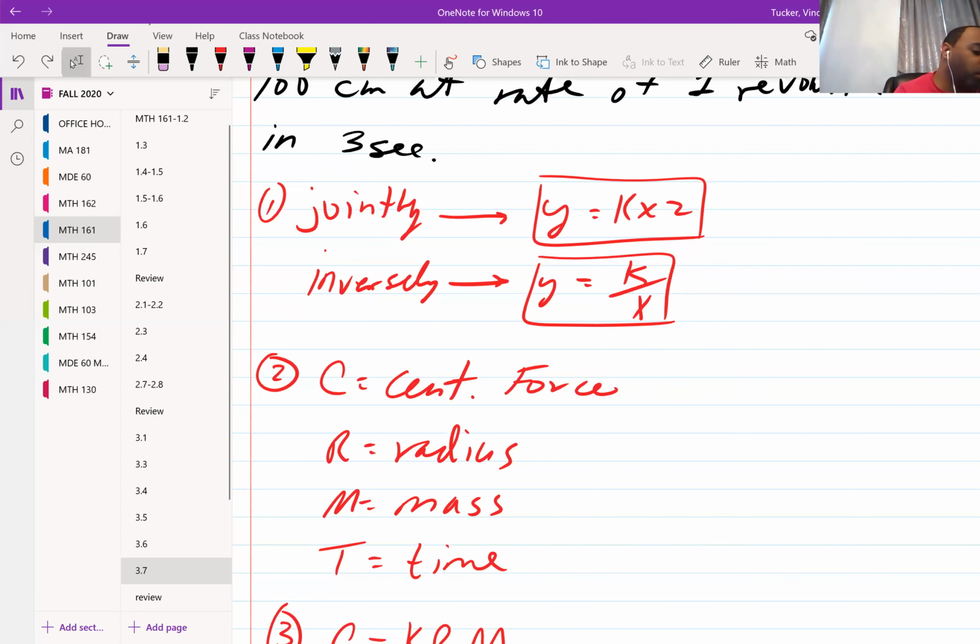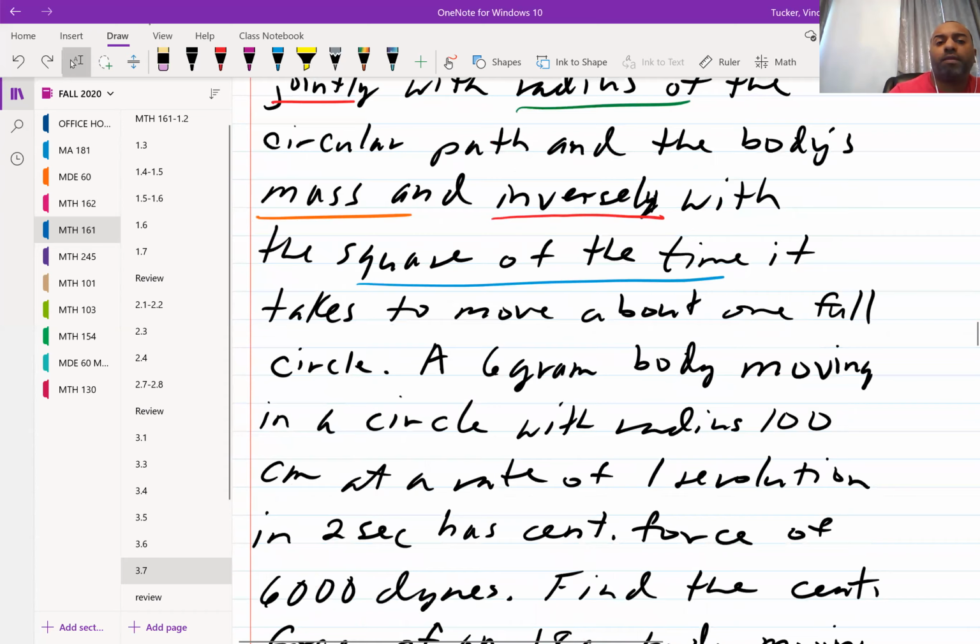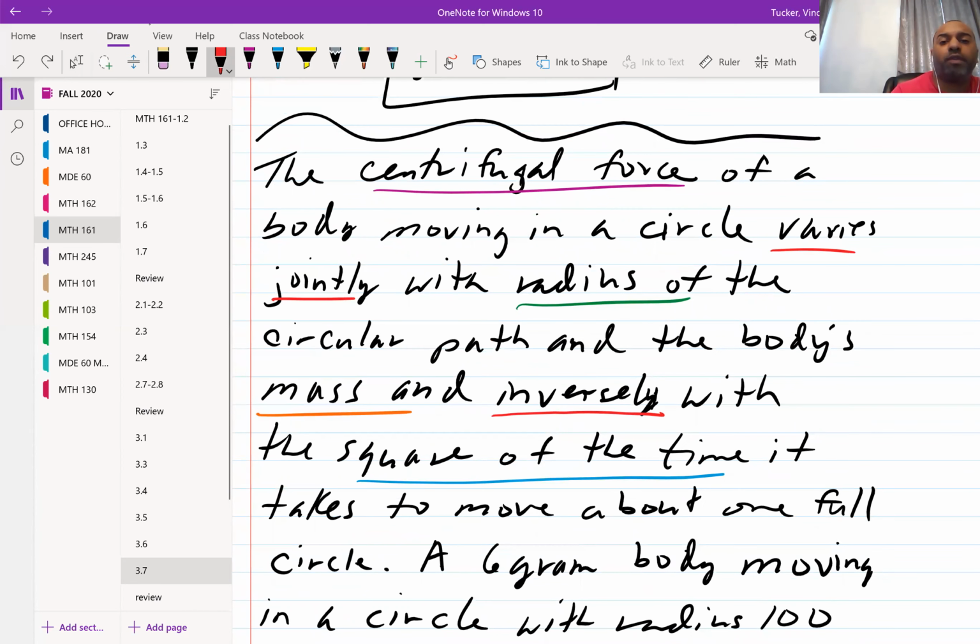Okay, before we go to the next thing. All right, so let's look at how we're going to set this up. Once again, the first variable that we come across is our centrifugal force. And that comes before varies, so that's going to be C equals.